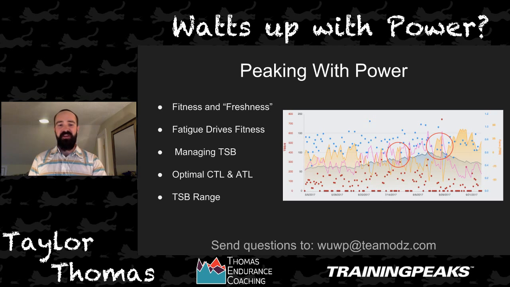So just like there's an optimal TSB, there's an optimal CTL and ATL. Traditionally, 100 to 150 TSS per day, so that's on a workout basis, is when an athlete feels like they're making the most progress. And then what that does is that drives CTL to increase 3 to 7 TSS per day. So that's what we call ramp rate. That's how quickly fitness is increased over a particular training period.